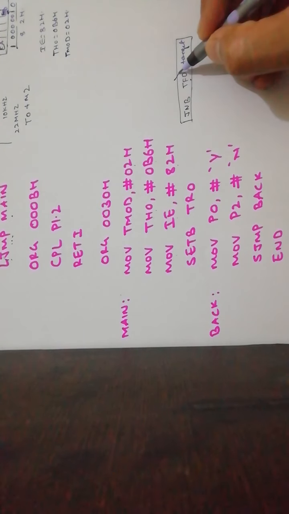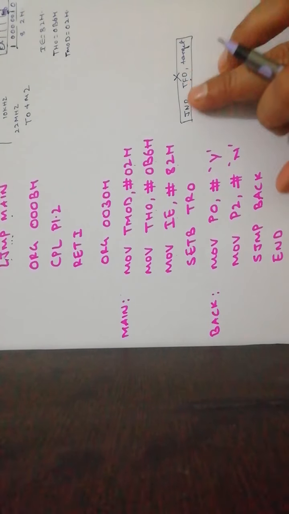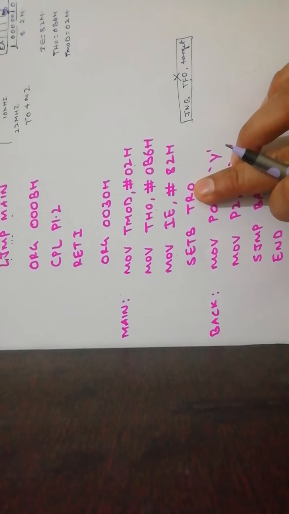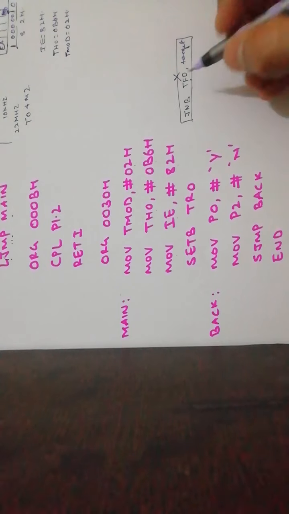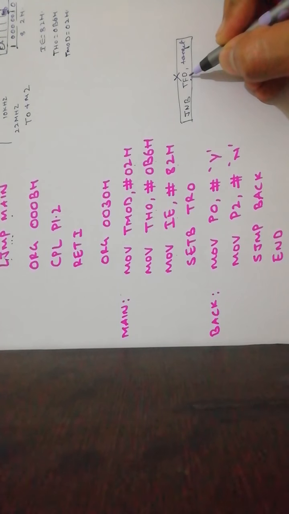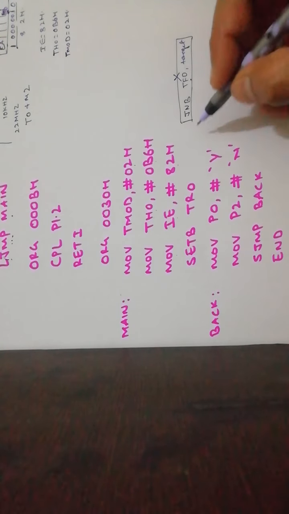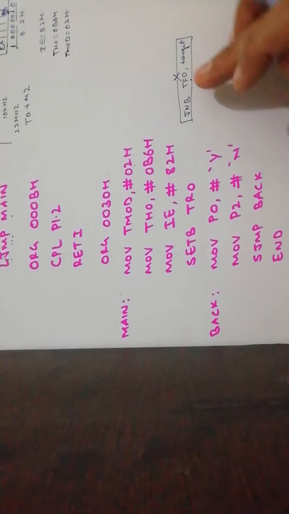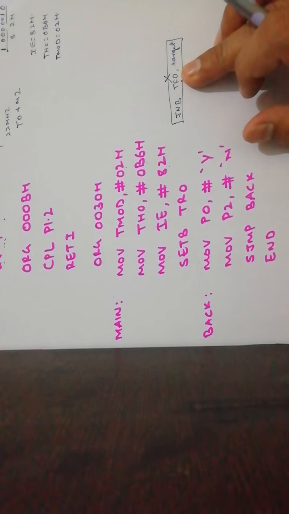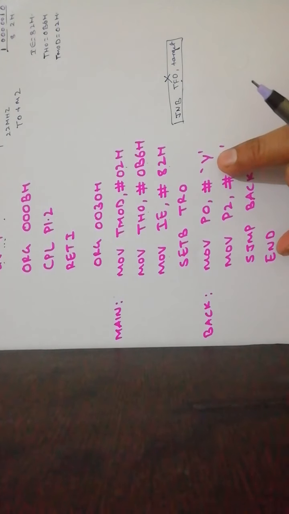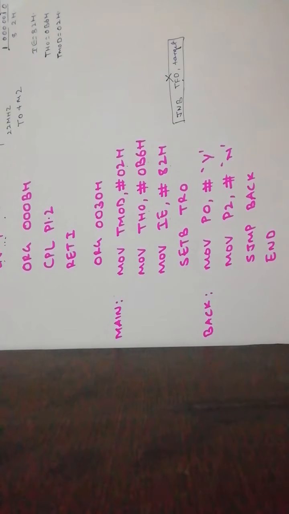So an interrupt is the solution. We are not doing this one, we are just starting the timer. Automatically, once the overflow flag is set, there will be an interrupt. By the time TF0 is set, overflowed, it will move the content of Y. Y is nothing but an ASCII value. Since it is in single quotes, Y is a character. So the ASCII value of Y will be moved to P0.